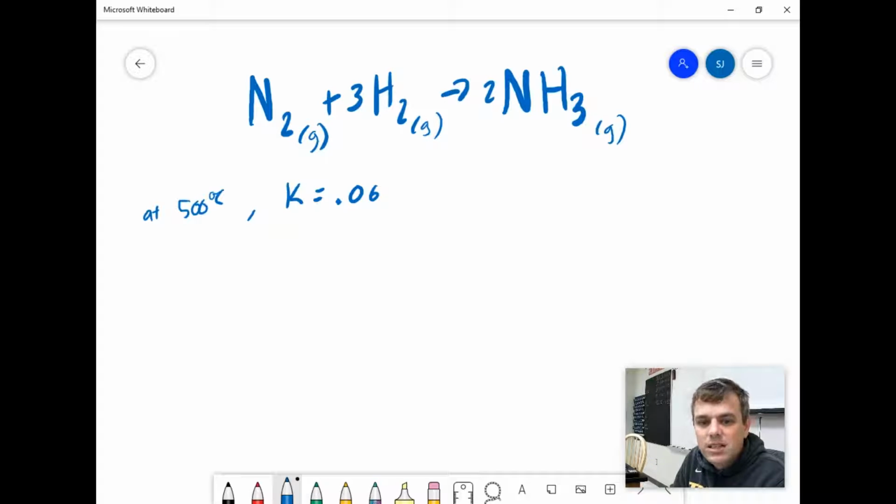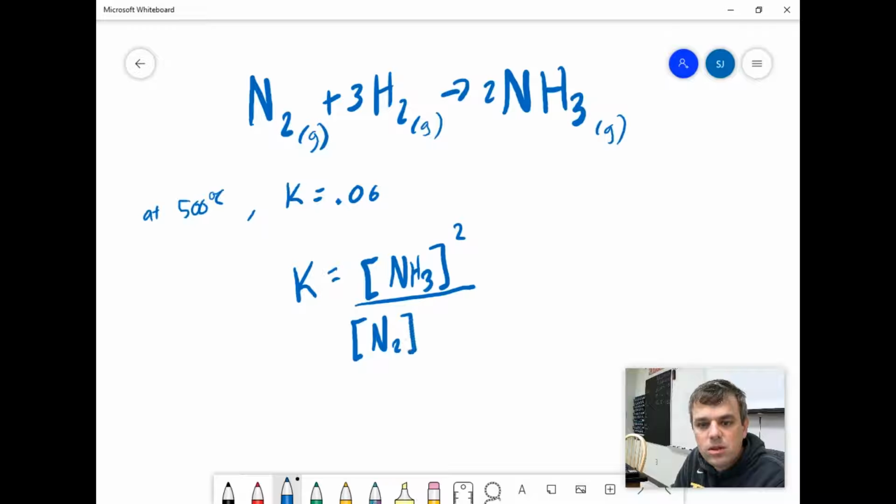We can also write an equilibrium expression. That would say that K equals, now it's products over reactants. So it's going to be the concentration of NH3 squared over the concentration of N2. And now the coefficient was a 1, so we typically don't write things raised to the first power, times the concentration of H2 cubed. So that's what the equilibrium expression says.